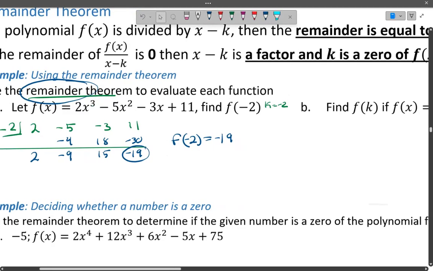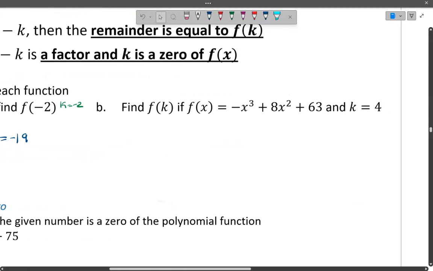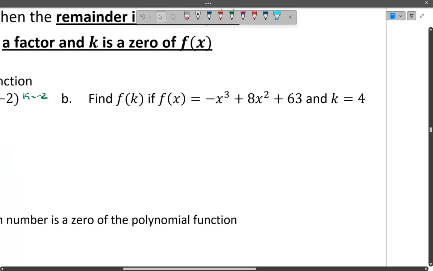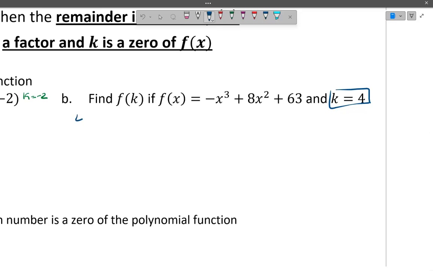Why don't you try this next one on your own? Go ahead and pause and then check your work with me when you're done. So we're evaluating f of k, and they told us that k is 4. So 4 is going to go in the box. Note we're missing the linear term, so we need the placeholder 0. So our coefficients are negative 1, 8, 0, and 63.